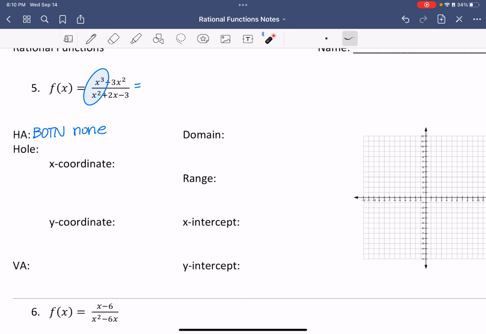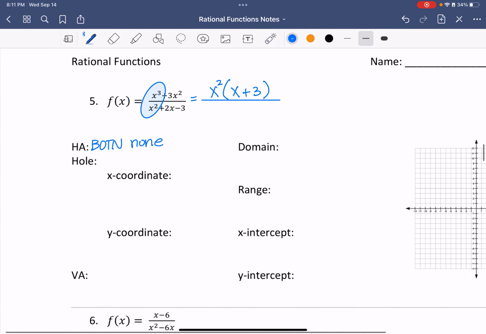So we're going to observe this and see the highest term that we can take out. This one has x cubed, this one has x squared. So the highest we can take out is x squared. If I take out an x squared, I'm left with x plus 3. If you want to double check your work, you can just redistribute it. Okay, so x squared times x is x cubed, and x squared times 3 is 3x squared. For the bottom, you can use x method.